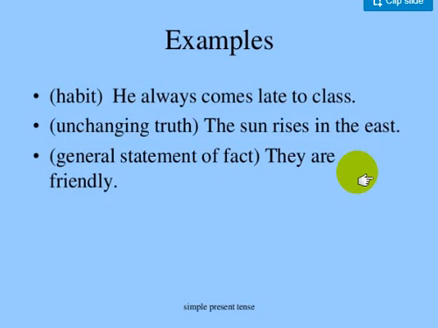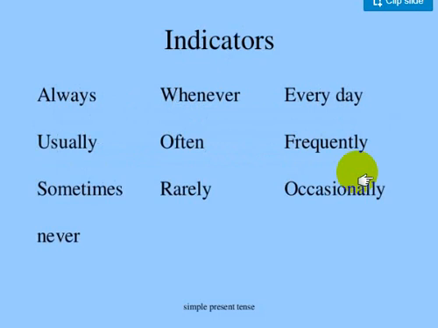Or general statement of fact, they are friendly. I know that they are friendly. This is what I believe in. So to talk about something I believe in, I use the present simple tense. Indicators or some keywords that I use: always, whenever, every day, usually, often, frequently, sometimes, rarely, occasionally, never. Of course, we can add scarcely, generally, and so on.